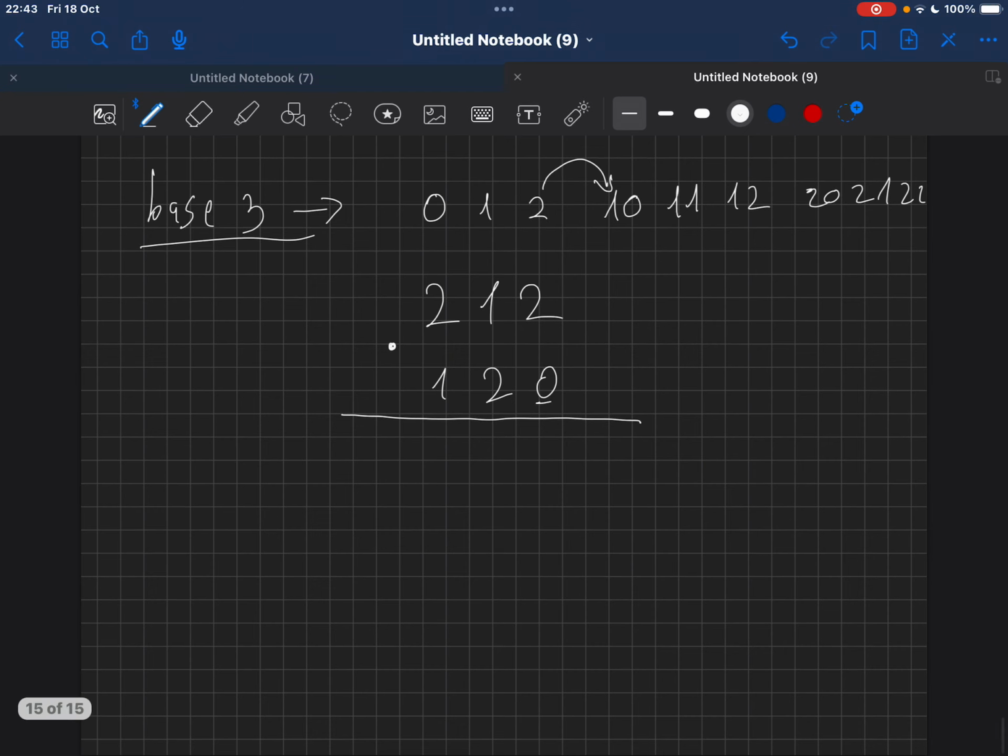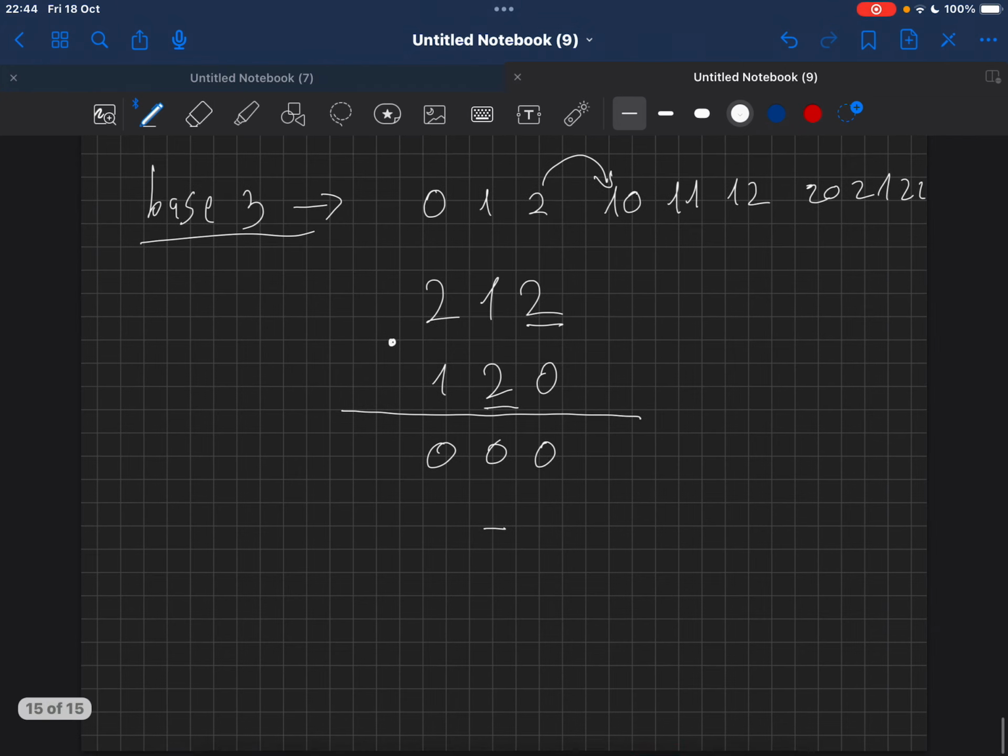So let's start. We start with 0, multiplying all these numbers. Of course it won't do too much except for 0, 0, 0. Now we start on the next digit. So this is 2 times 2, which is 4 in base 10. In base 3 this is 11, so you write here 1, and here there is 1.